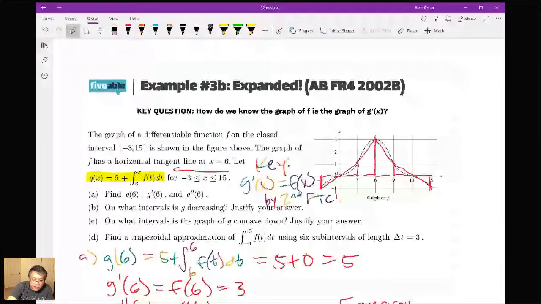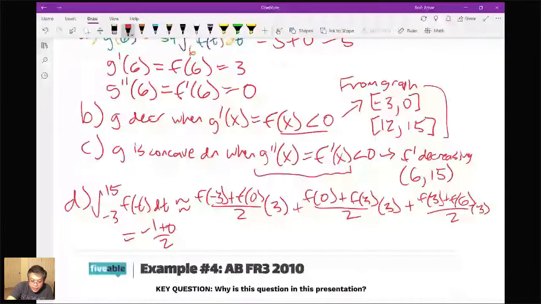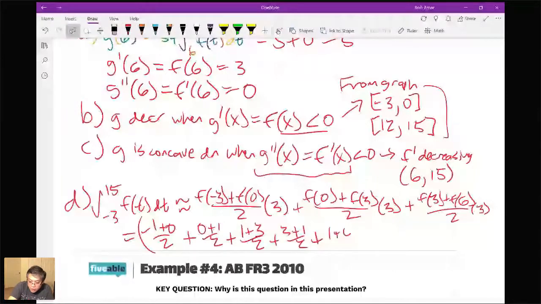So it's -1 plus 0 over 2. And then you can actually factor out all the 3's. Plus 0 plus 1 over 2 plus 1 plus 3 over 2 plus 3 plus 1 over 2 plus 1 plus 0 over 2 plus 0 plus -1 over 2 all times 3.